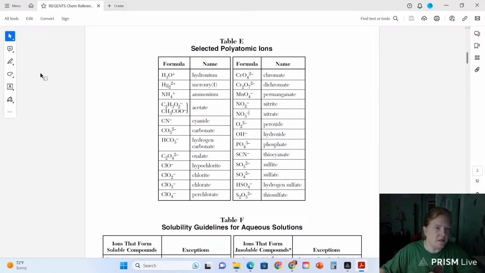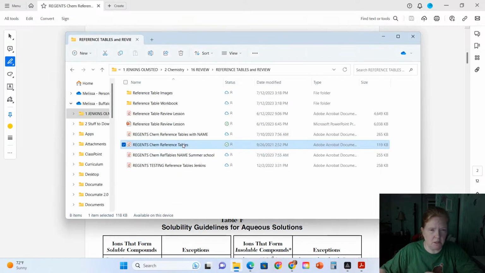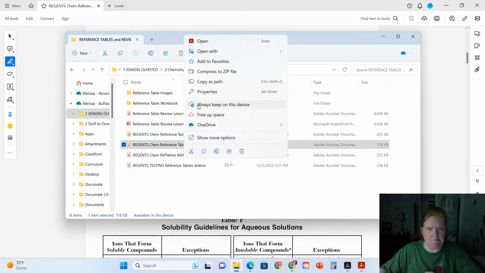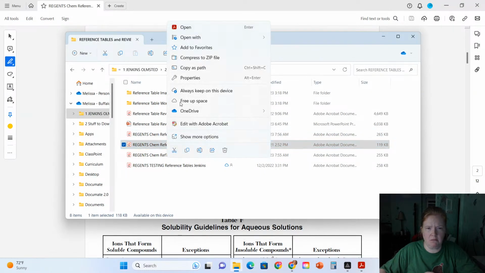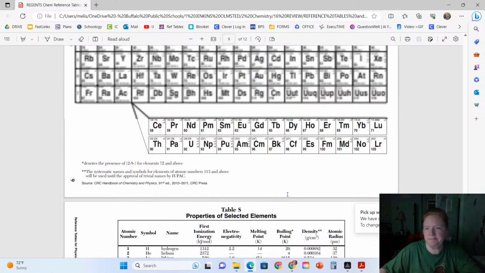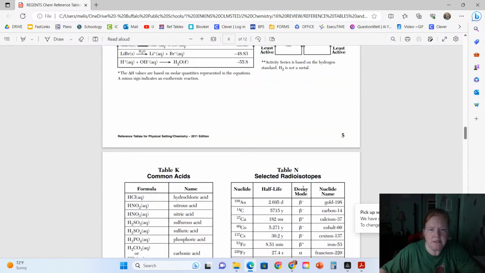Okay, so how would I then write the formula if I wanted to write sodium nitrate? Okay, so let me try and open this. Let's see if it'll open this way. All right, let me close this. I think Edge just decided to be problematic. So now I'll try and reopen it and see if that works. There we go. Okay. So table E.